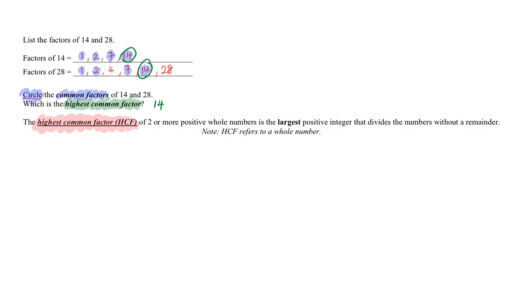And so, we have just learned that there is this number called the highest common factor between two or more positive whole numbers, which can divide the numbers without a remainder. And it's very important that you all need to know that it is a whole number, okay?